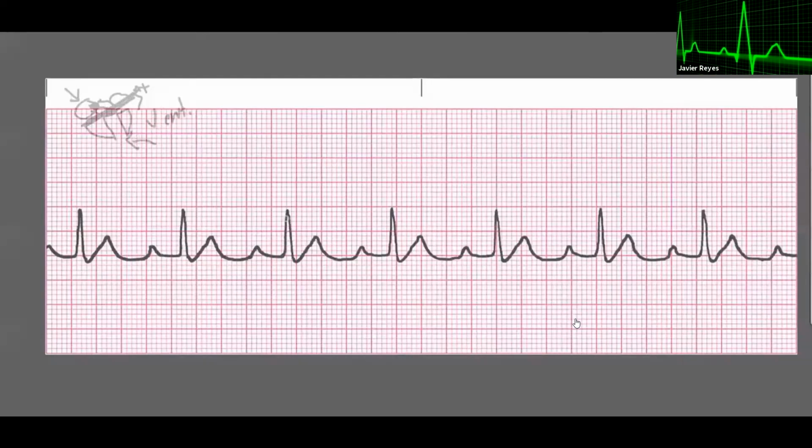So when we talk about this particular item we're looking at here, when we ask what the rate is, 1, 2, 3, 4, 5, 6, 7. So the rate is 70. We've got that down. You do have P waves. QRS is narrow, T wave after it. That's the same across the board. So the rhythm is regular, and you have P waves.